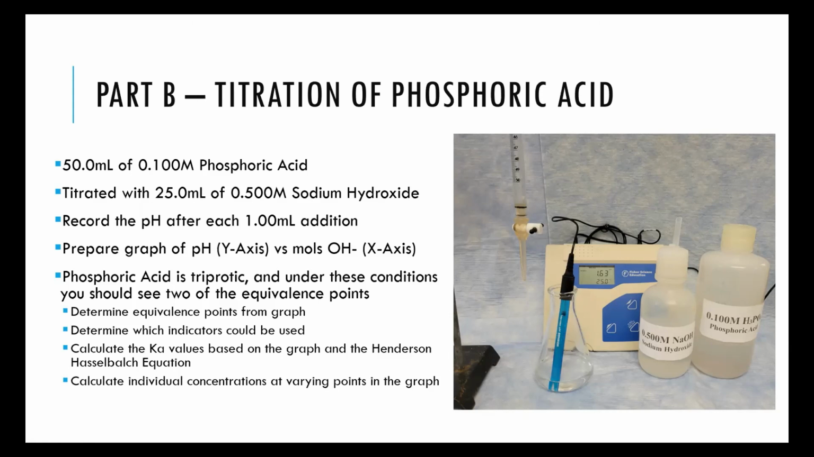And from that, you can determine the first two equivalence points. You can determine the indicators which would best be used to indicate those two equivalence points, and calculate the two Ka values of phosphoric acid based on your titration.